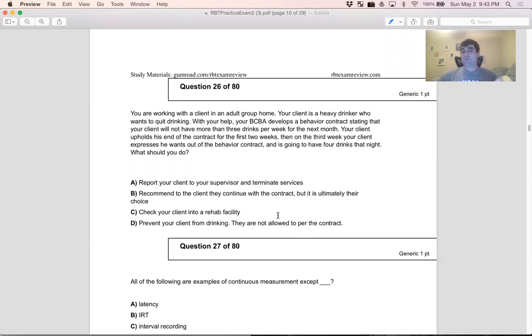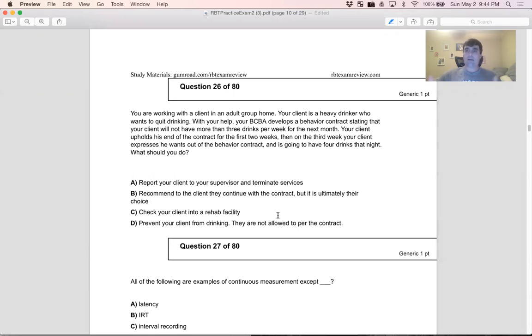Your client upholds his end of the contract for the first 2 weeks. On the third week, your client expresses he wants out of the behavior contract and is going to have 4 drinks that night. What should you do? So ethically, this is what they're asking you. Ethically, what should you do in this situation?